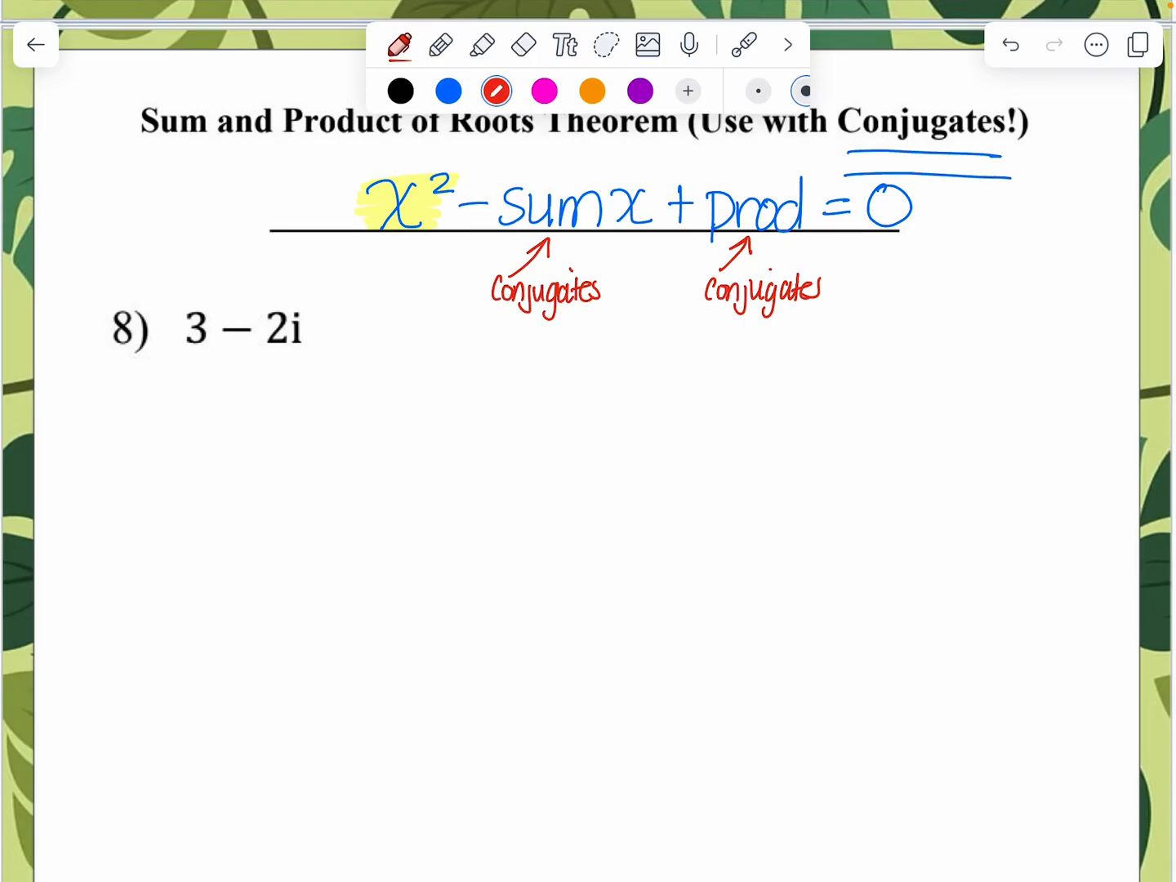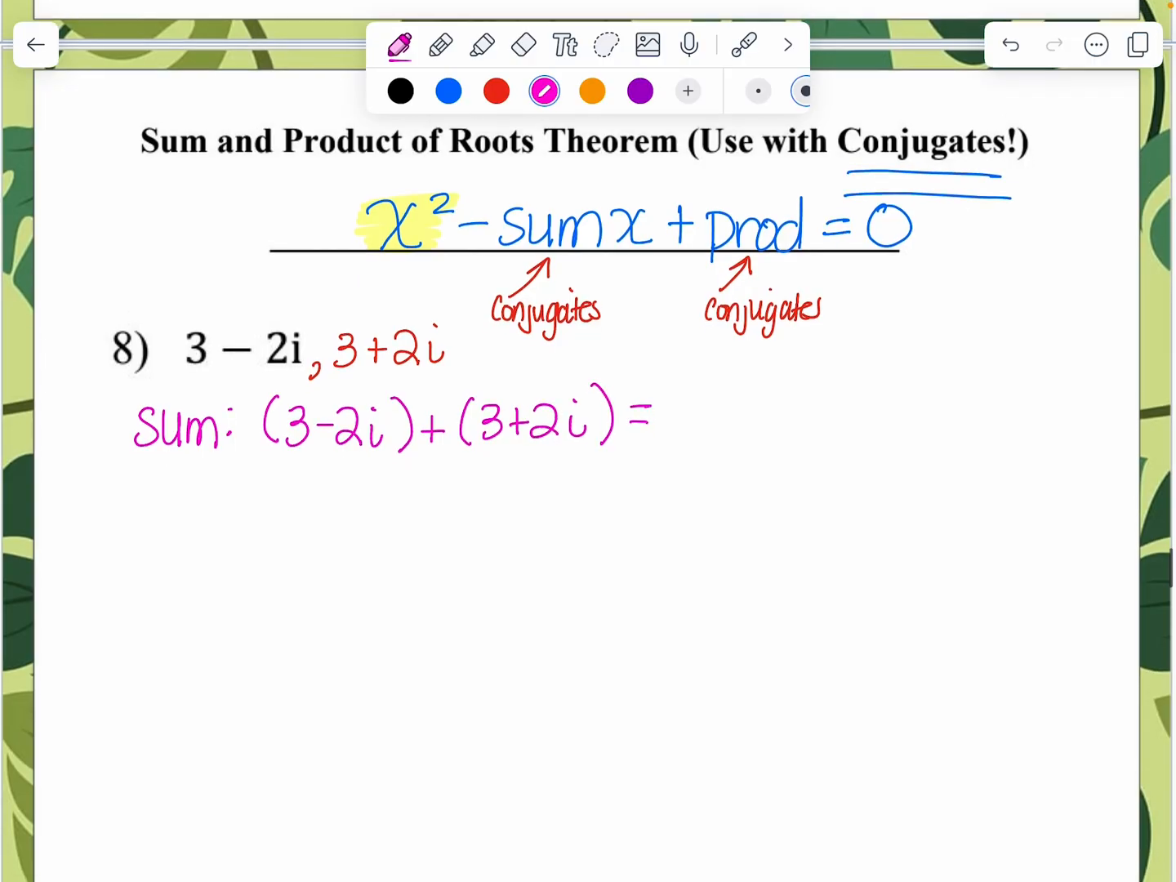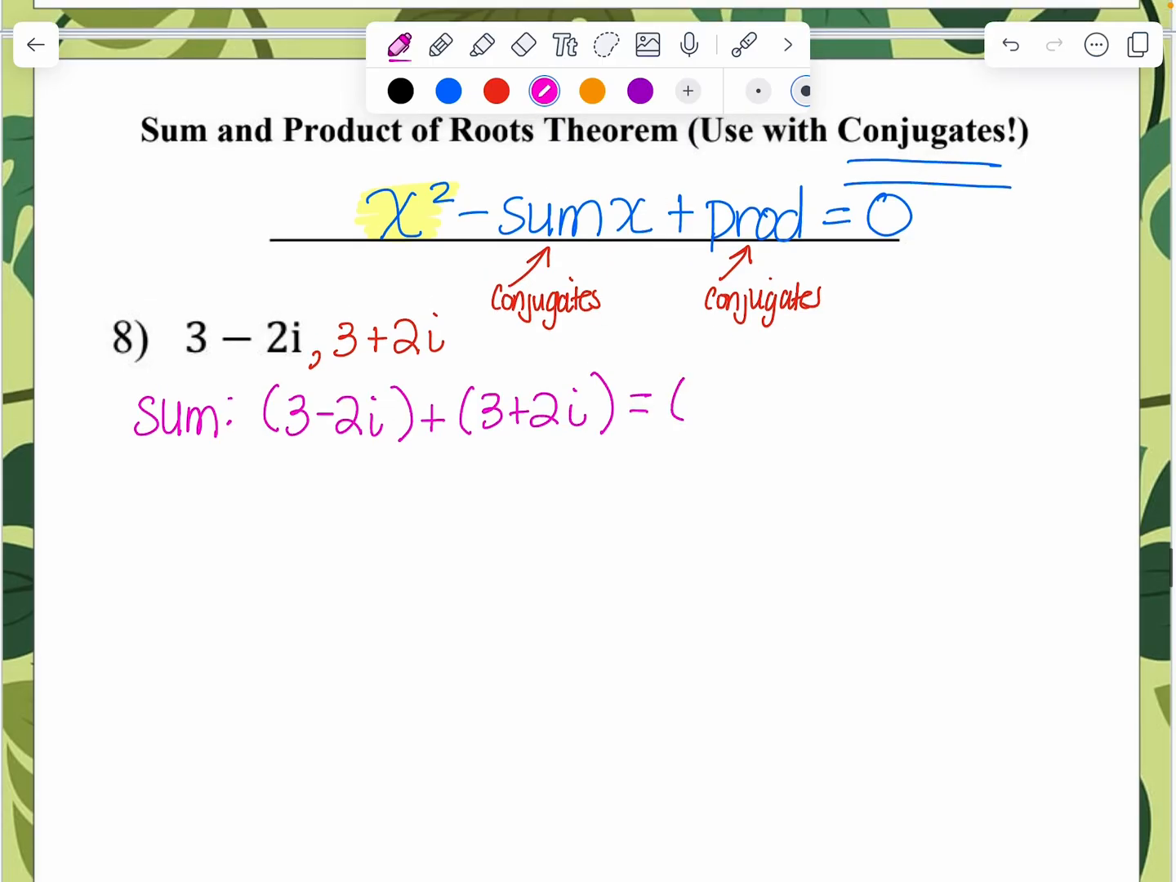So I have 3 minus 2i. Well, I know if I have 3 minus 2i, I also have 3 plus 2i. They travel in pairs. So what the sum and product of roots theorem says is I'm going to find the sum of my conjugate pairs. So 3 minus 2i plus 3 plus 2i, and I'm going to figure out what that's equal to. I know 3 plus 3 is 6, and negative 2i plus 2i, well, those cancel. That just gives me 6. I'm going to end up with a nice whole number.